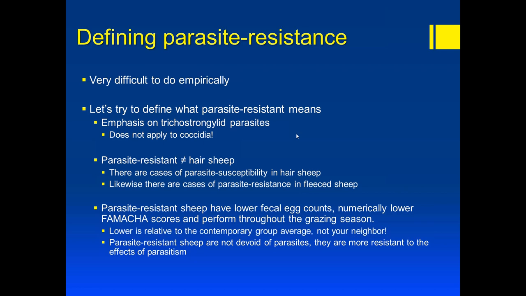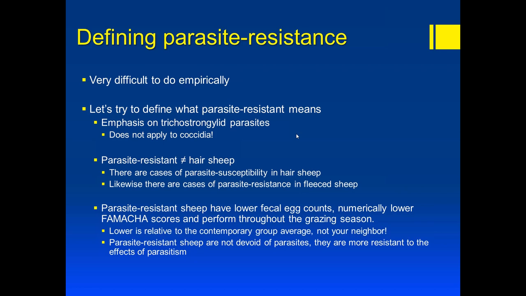And also that parasite-resistant sheep are not devoid of parasites. I think that we have to get away from the idea of sterility of parasite infection. We can't treat grazing parasites or these pasture parasites like we do heartworms in dogs. We don't want to treat them where we're trying to get them to a sterile infection where we just don't have any in the animals. I think it's okay for an animal to be infected with parasites. I think that's a natural thing that those animals need to do, and they need to experience that infection.